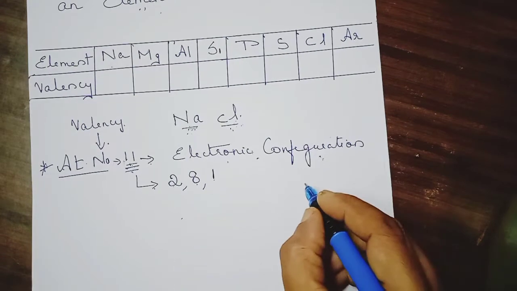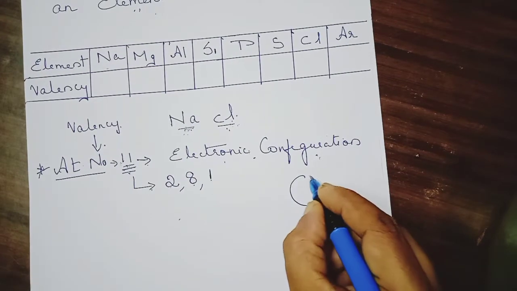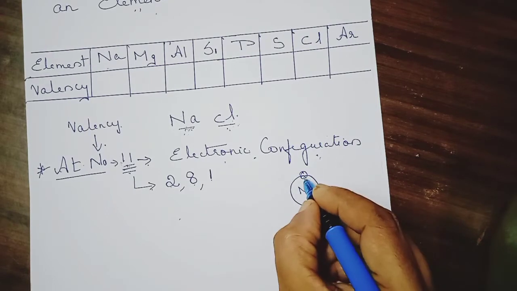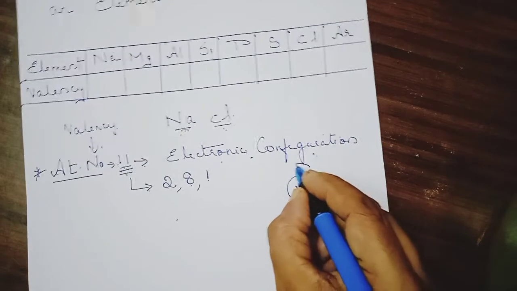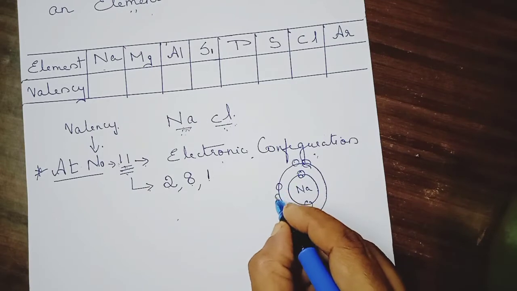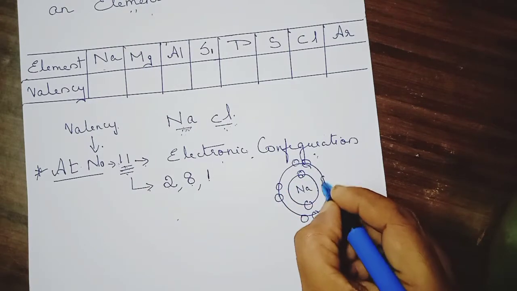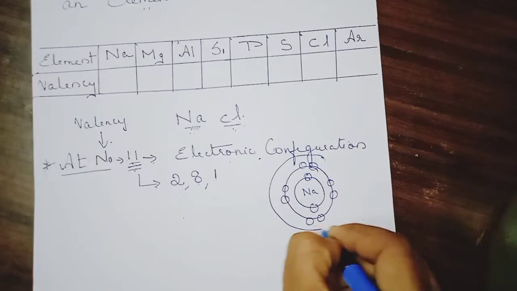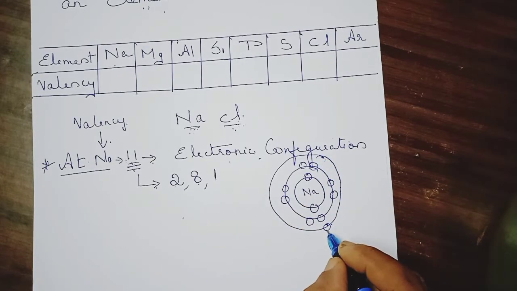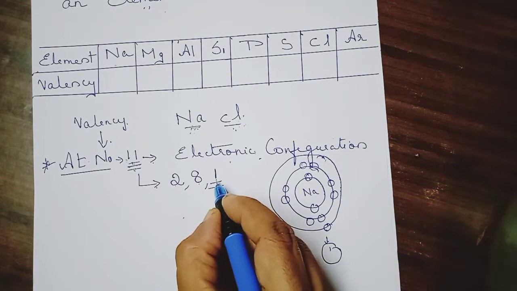When you are drawing this for sodium, the first shell will have 2 electrons, the second shell will have 8 electrons, and the third shell will have 1 electron. So this is the electron in the last shell. The last shell in the case of sodium has only 1 electron. So here the valency is 1.